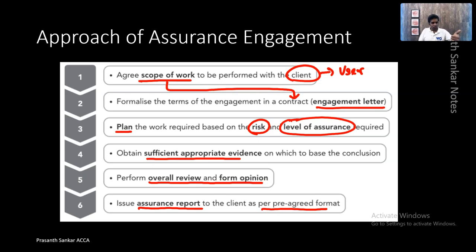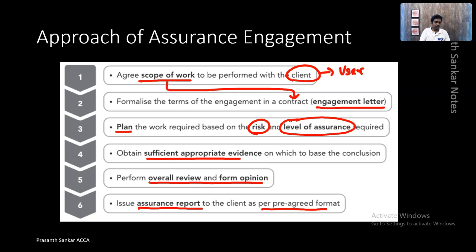You agree the scope of work with the user, formalize the agreement with the user, plan the work and look at the risk for the practitioner and the level of assurance that the user needs, obtain the evidence to arrive at a conclusion, perform an overall review to check whether everything is fine, give an opinion, and write your opinion in a report format and give it to the user. That's the approach to the assurance engagement.